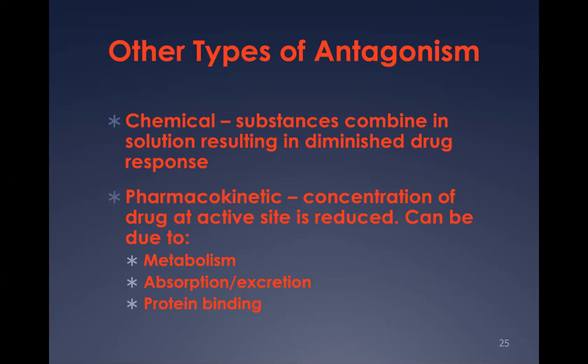And then another type of antagonism, which can be very important with regard to drug actions, is pharmacokinetic. There are things that interfere with the drug getting to the active site. For example, drugs can alter the metabolism. We have drugs that will inhibit the metabolism of another drug, and so that can produce an effect. Some drugs interfere with absorption or excretion. For example, antacids can interfere with the absorption of some drugs. Some drugs can interfere with renal function, so it prevents the excretion. And then another big thing is that drugs can interfere with protein binding.